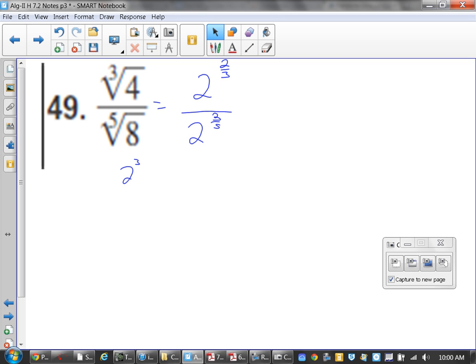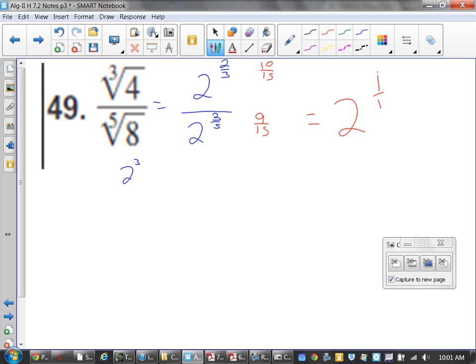So just for argument's sake, this is 10 to the 15th, and this would be 9 to the 15th. So do I need to worry about rationalizing this denominator at all? No. What is my answer? 1 to the 15th. Excellent. See how it's the same base, different exponents? You play the game of war. Who wins?